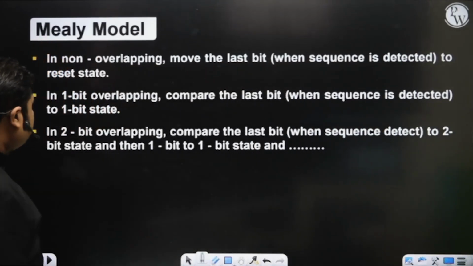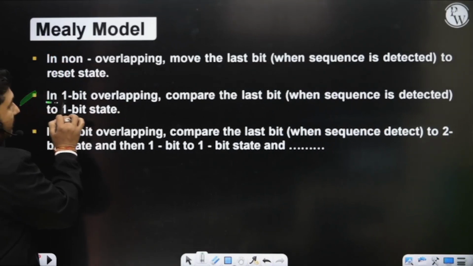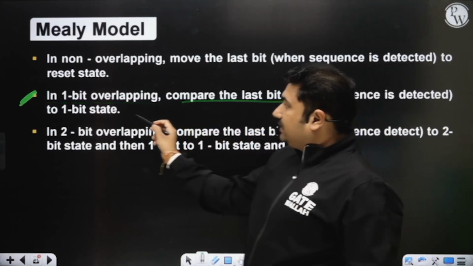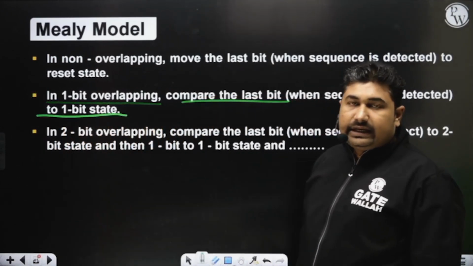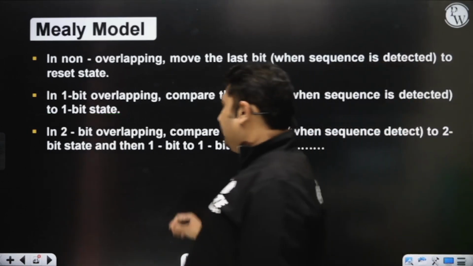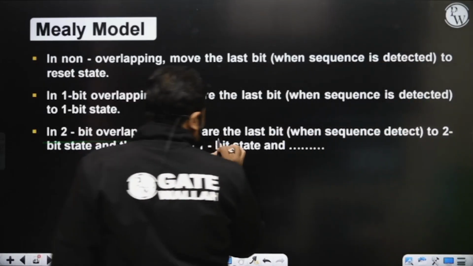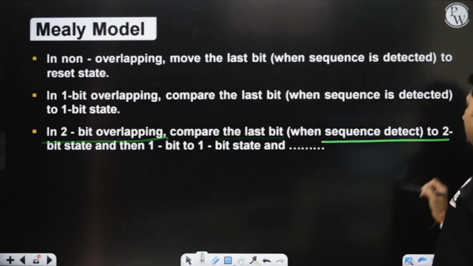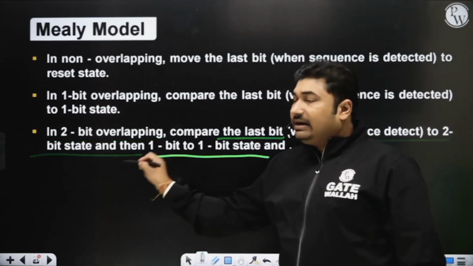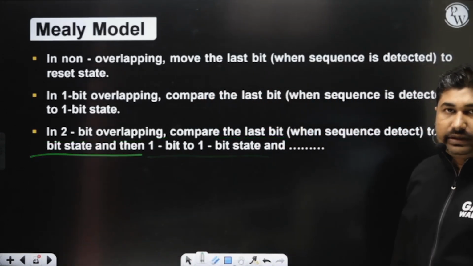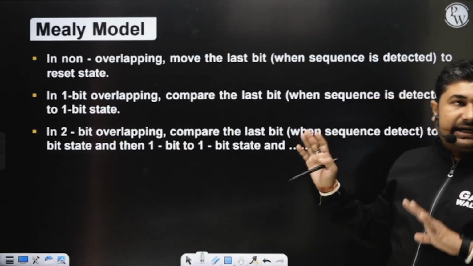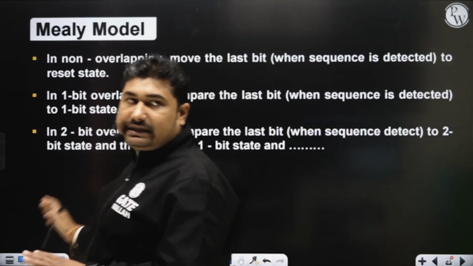Just note down. Second, in 1-bit overlapping, compare the last bit to the 1-bit state. In case of 2-bit overlapping, compare the last bit when the sequence is detected with a 2-bit state, and then 1 bit with a 1-bit state, and so on. Sir, we are unable to understand these. Okay, just write down. Later on I am going to discuss it again.